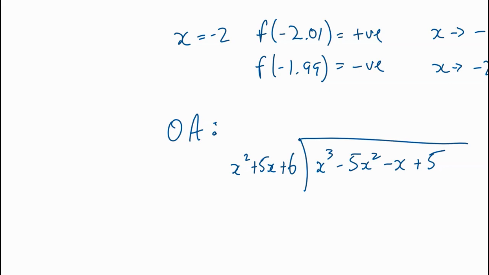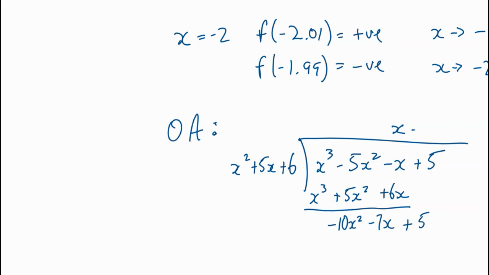X squared times x gives you x cubed. X times 5x is 5x squared. X times 6 is 6x. Subtract. X cubed minus x cubed is 0. That's the whole point. That has to happen. That's why this whole process works. Negative 5 minus 5 is negative 10. Negative 1 minus 6 is negative 7. Bring down the 5. Repeat.